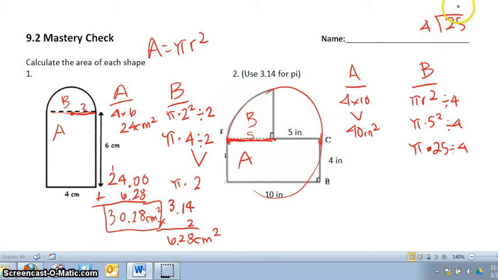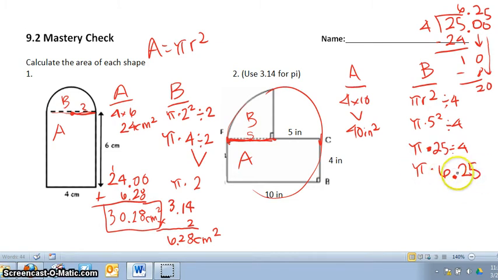4 goes into 25 6 times, which is 24. We subtract that, we get 1. Add a decimal and a 0, bring it down. 4 goes into 10 twice. Don't forget to put the decimal up there too. Subtract 8, bring it down. We can add another 0, bring it down. 4 goes into 20 5 times. So now we have pi times 6.25.